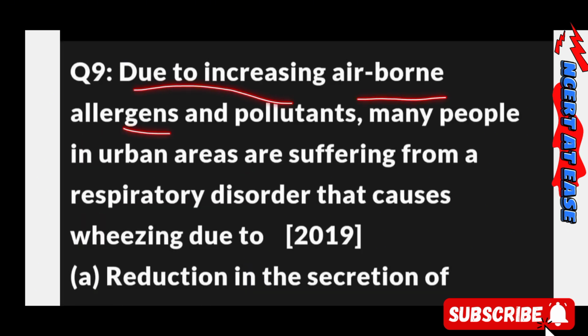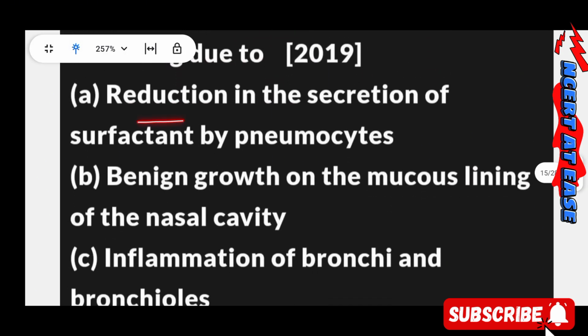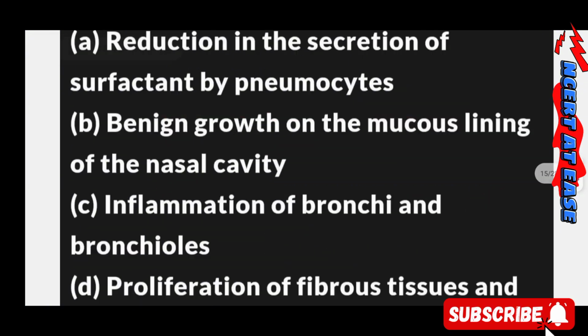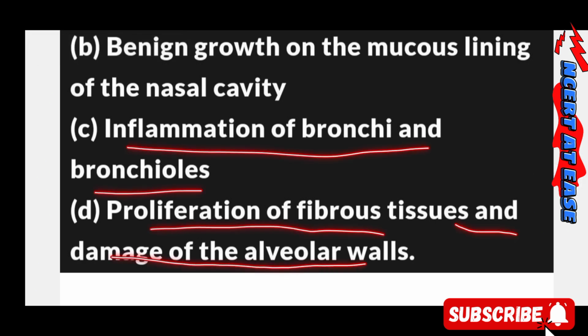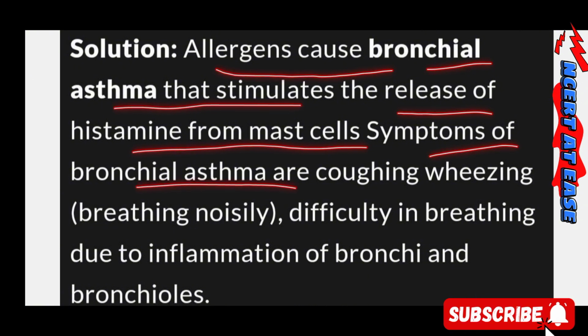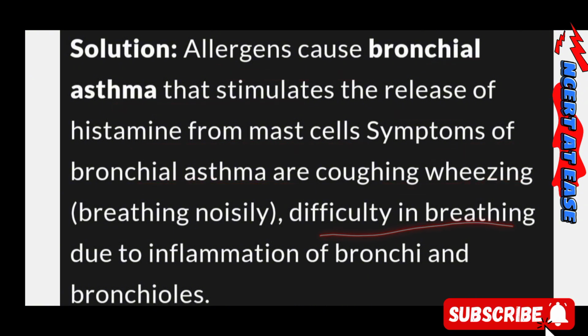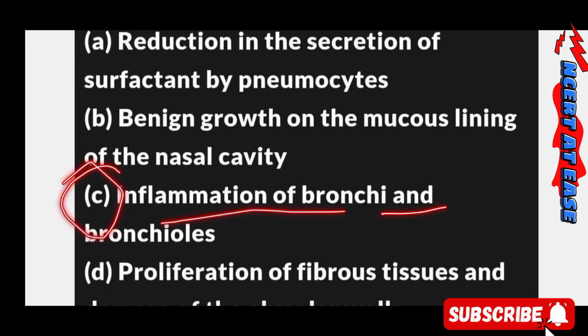Due to increasing airborne allergens and pollutants, many people in urban areas are suffering from a respiratory disorder that causes wheezing due to a reduction in the secretion of surfactant by pneumocytes, benign growth on the mucous lining of the nasal cavity, inflammation of bronchi and bronchioles, proliferation of fibrous tissue, and damage of alveolar valves. Allergens cause bronchial asthma that stimulates the release of histamine from mast cells. Symptoms of bronchial asthma are coughing, wheezing, difficulty in breathing due to inflammation of bronchi and bronchioles. Option C is the correct answer.